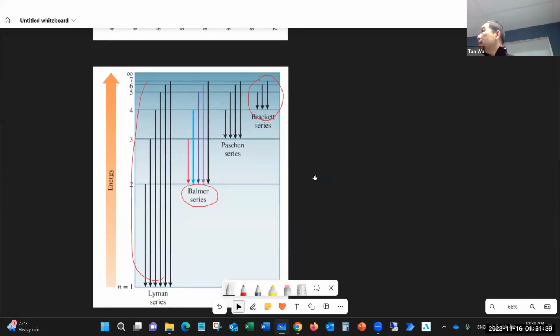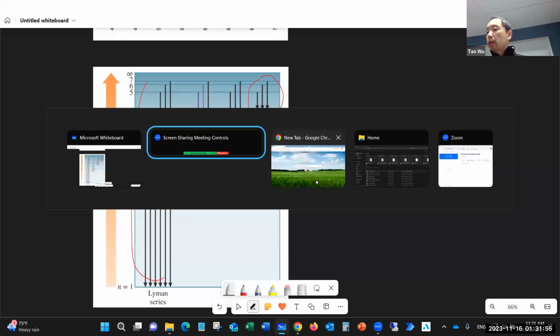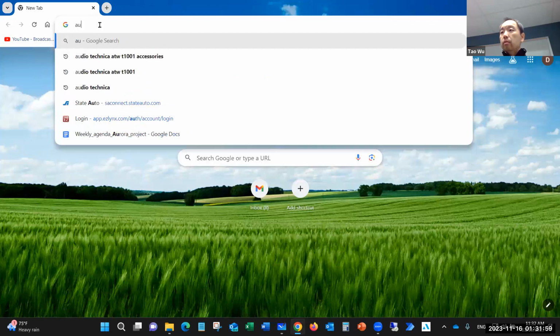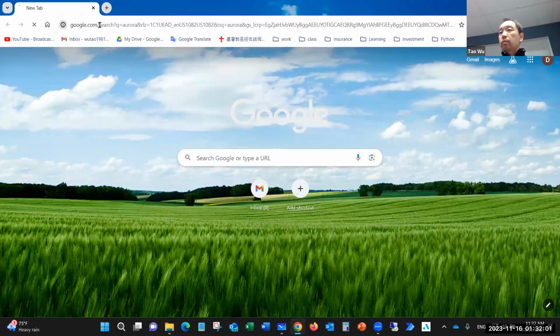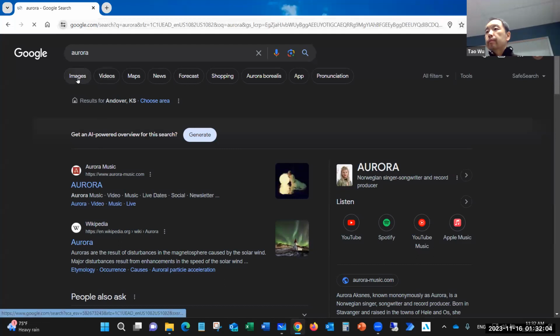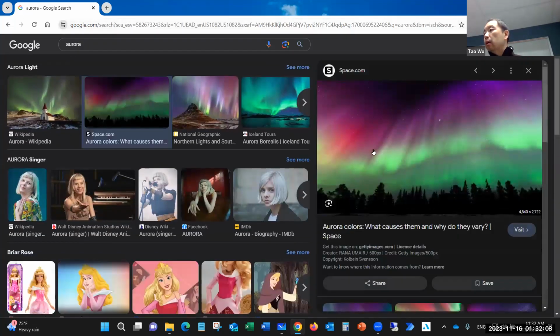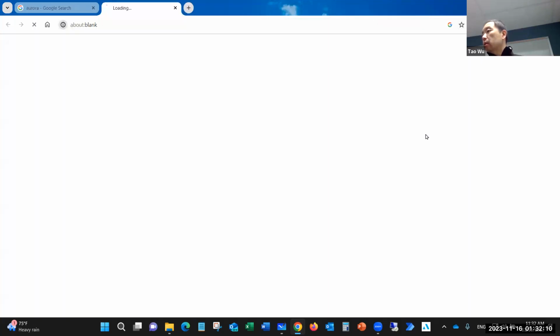That's interesting, right? And this is also what I'm doing research on. When we talk about the aurora, this is also what happens. It's because of that. Okay, so I think everyone has seen the aurora. You can see the aurora over there, right? Aurora.